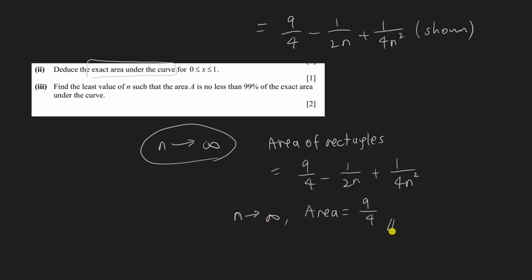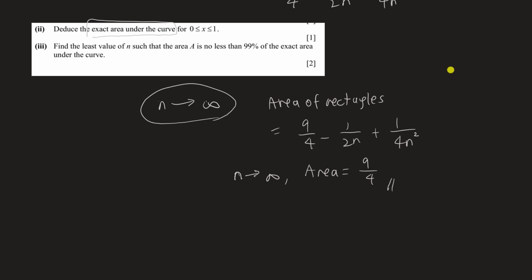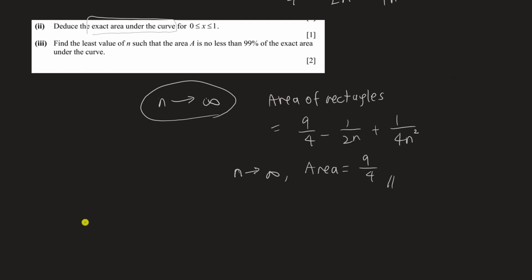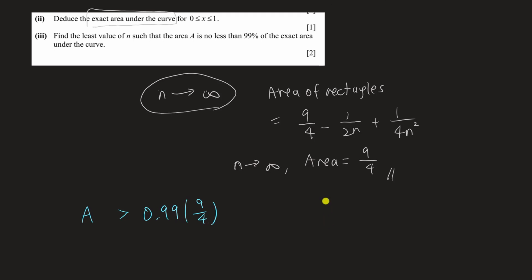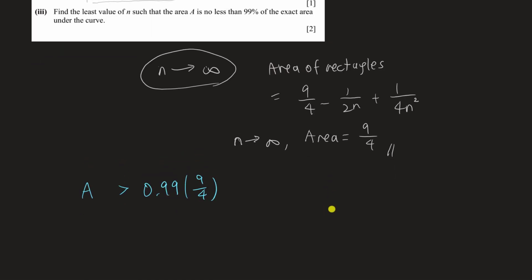1 mark. Very easy. Find the least value of n such that area is no less than 99% of the exact area. This one is slightly more interesting. I want the actual area of rectangles to be no less, meaning more, than 99% of the exact area. So this will be 0.99 of the exact area. What is the least value of n? So this simplifies to just a simple inequalities question. 9 over 4 minus 1 over 2n plus 1 over 4n squared greater than 0.99 times 9 over 4.